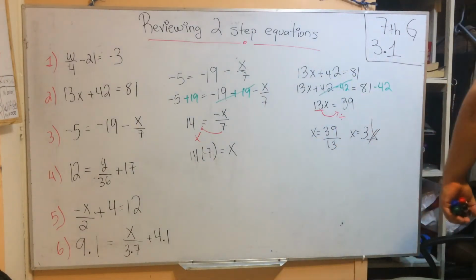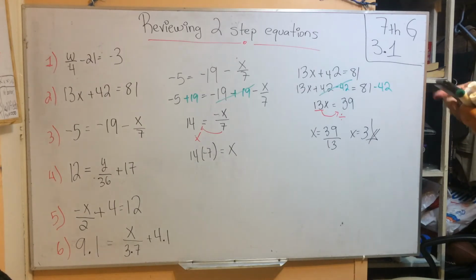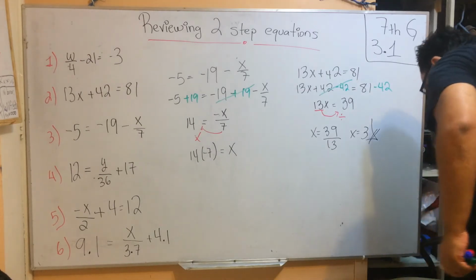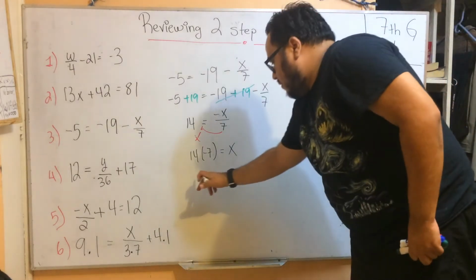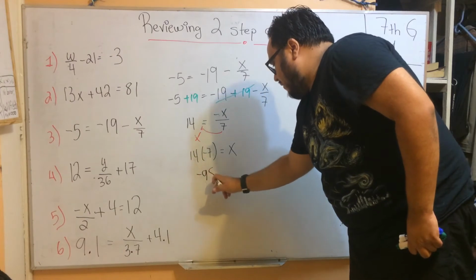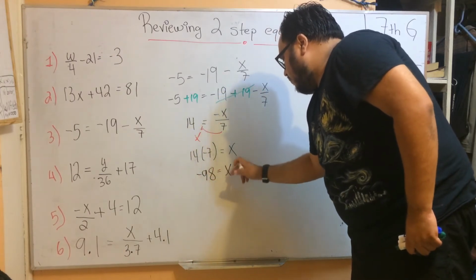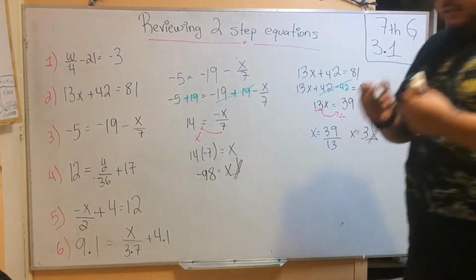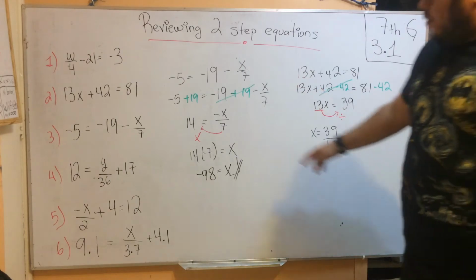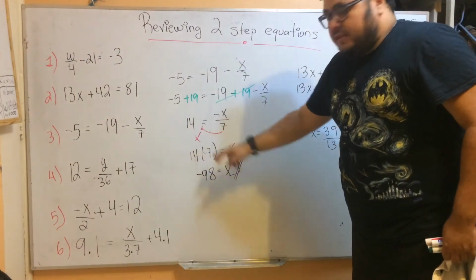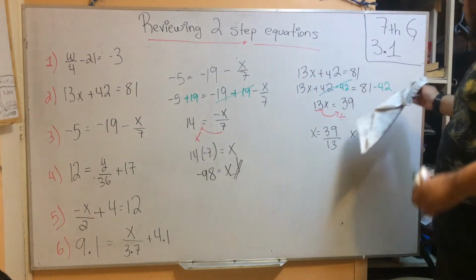Okay? So just to be sure, we take our calculators. 14 times 7, 98. Okay? But negative. So we have negative 98 equals to x. And we have our answer. Okay, so what are the two steps that we're looking for? Addition first, then multiplication. Let's do number 4.